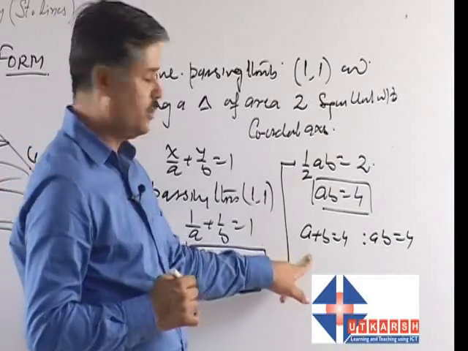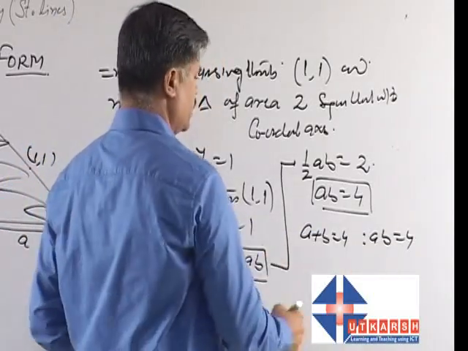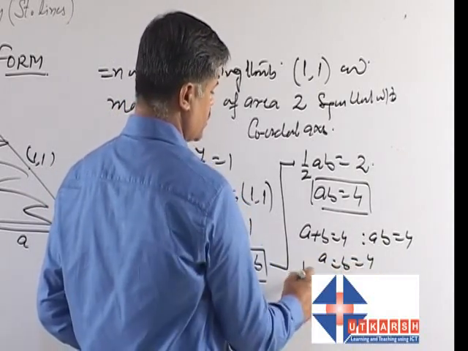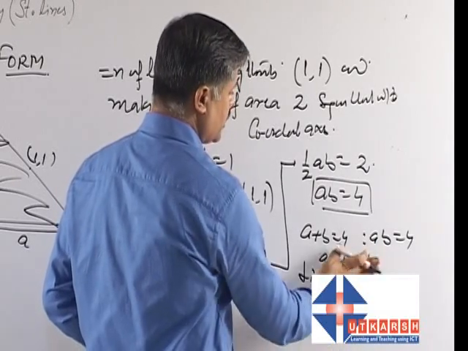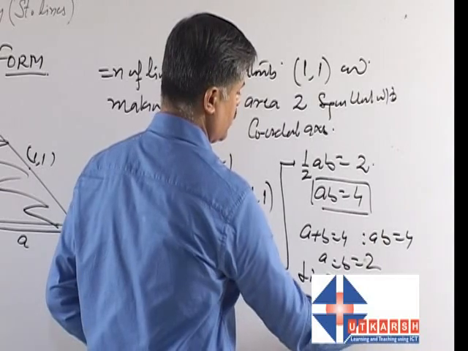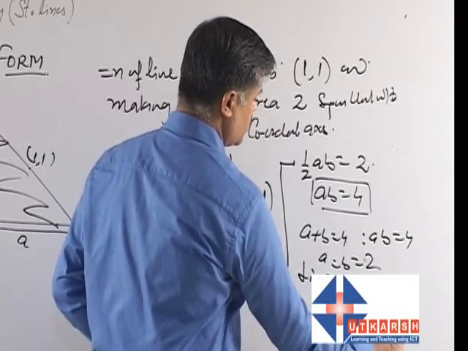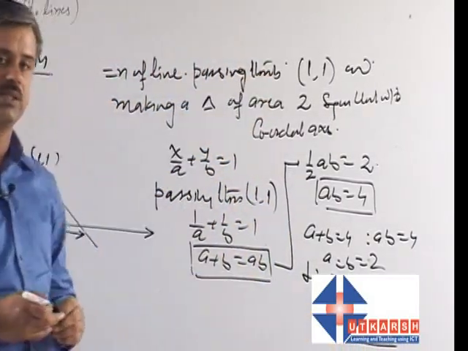You are having two numbers whose sum is 4 and multiplication is 4. So the numbers will be a = b = 2 here. So line is x/2 + y/2 = 1, means x + y = 2 is the line. एक बार फिर से चेक कर लेना कि (1, 1) उसको सेटिस्फाई करना चाहिए.